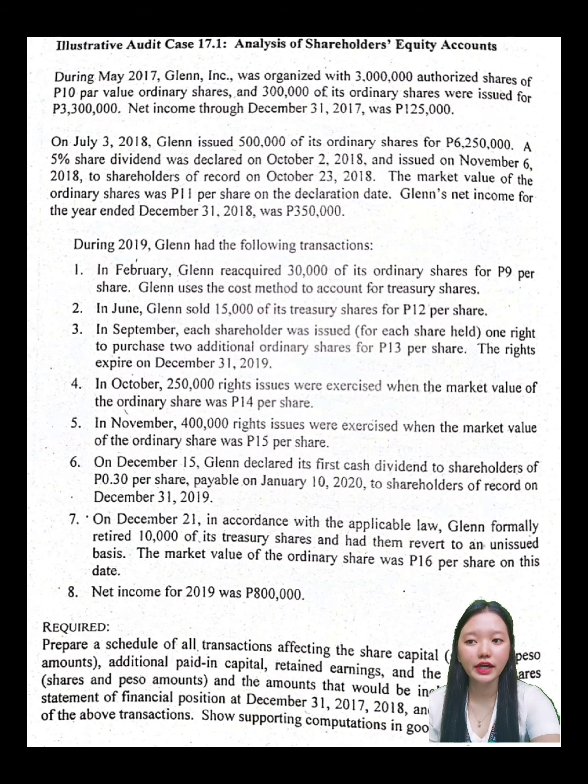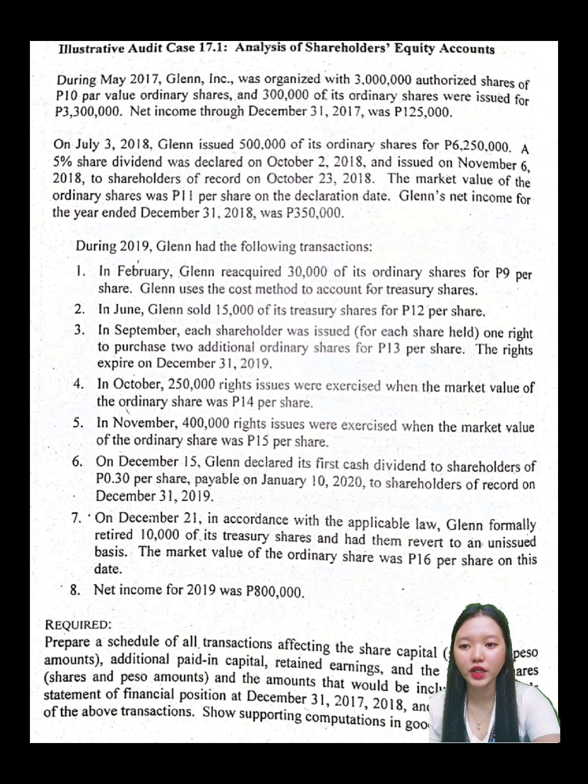On July 3, 2018, Glen issued 500,000 of its ordinary shares for 6,250,000 pesos. A 5% share dividend was declared on October 2, 2018 and issued on November 6, 2018 to shareholders of record of October 23, 2018. The market value of the ordinary shares was 11 pesos per share on the declaration date. Glen's net income for the year ended December 31, 2018 was 350,000 pesos.